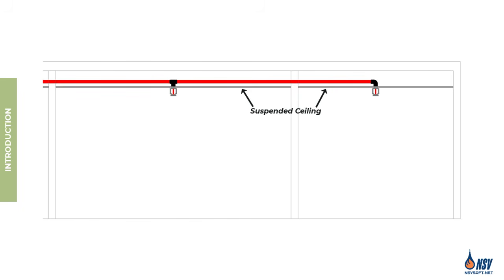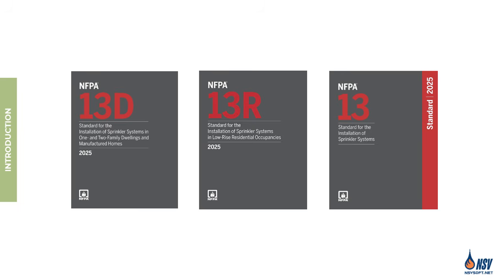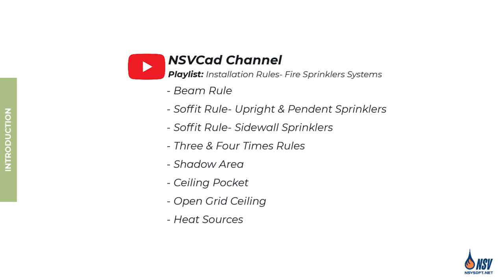We'll also walk through the hydraulic calculation requirements, following the criteria in NFPA 13D, 13R, and 13. It should be noted that the installation rules for residential sprinklers are almost the same as those for standard spray sprinklers, with only minor differences, so we won't cover them in this video. If you want to learn more about these requirements, you can watch the videos in the Installation Rules playlist on the Topsic YouTube channel.